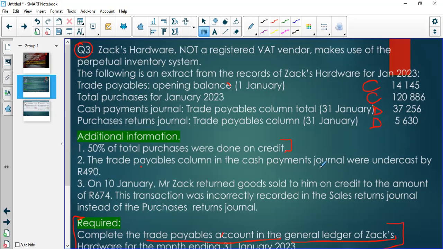Then the trade payables column in the cash payments journal was undercast by 490. Undercast means we were adding up, right? We make entries, and maybe at the end we want the total that was paid to.